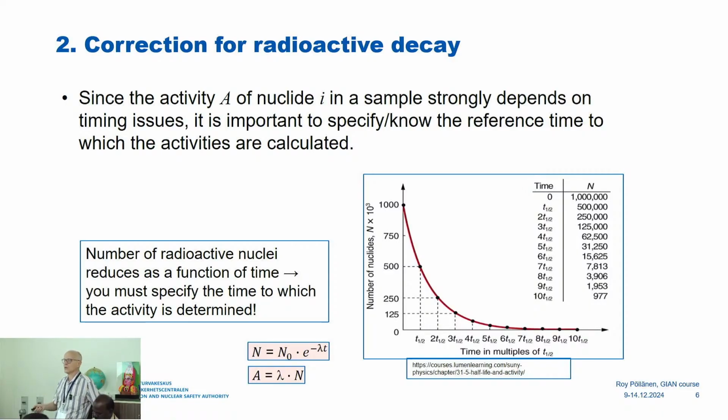But when you determine the activity, you have to select the correct time when you report your results. Is it here, here, or where? That's one of the key issues. So the number of radioactive nuclides reduces as a function of time. You know these equations. You must specify the time to which you report the activities.